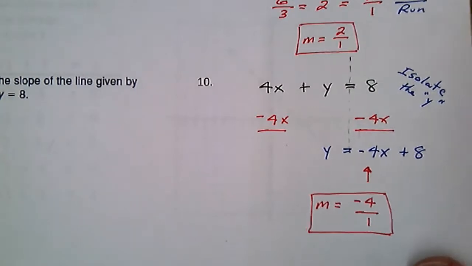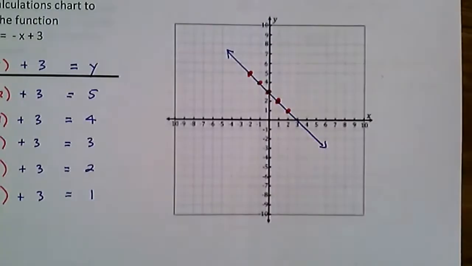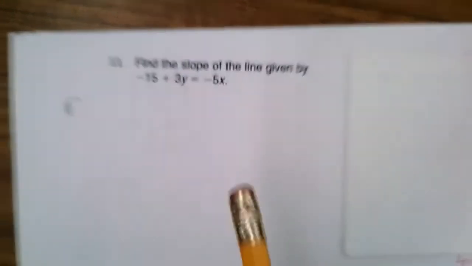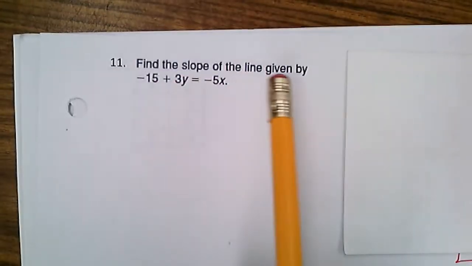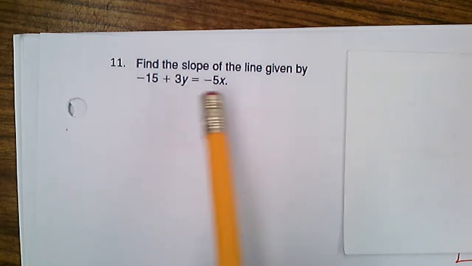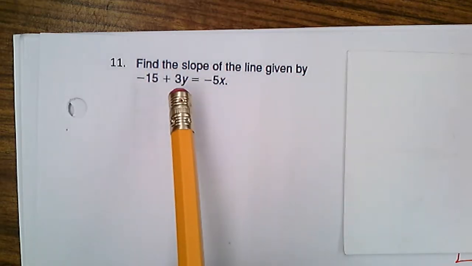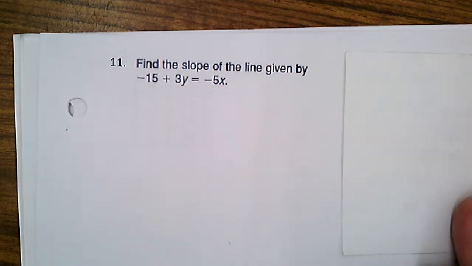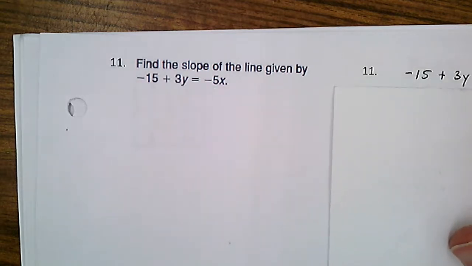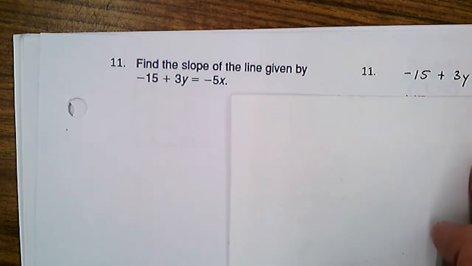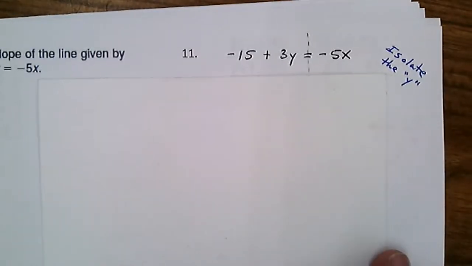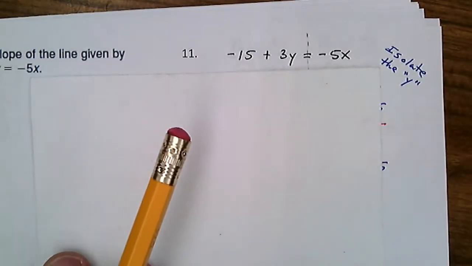All right, let's move on to number 11. That's not number 11, up here. Okay, number 11 is the same type of problem. Find the slope of the line given by, so we have another equation, and we need to get y by itself. We need to isolate the variable. Okay, so right now y is not by itself.